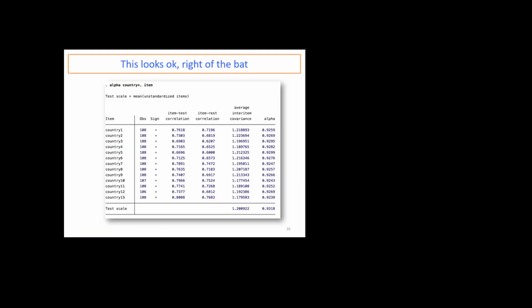So this was the scale with the trust in other countries, and this is great if you have this result, because there are no items that you should delete, and the alpha is very high. The only thing is you now have 13 items and a very high alpha. So for the next time, if you use this scale, you might consider taking just 10 items, for example, because then the alpha would probably still be high.